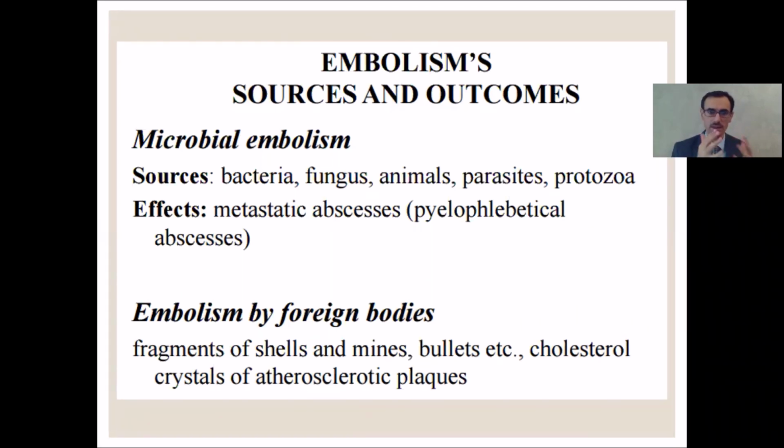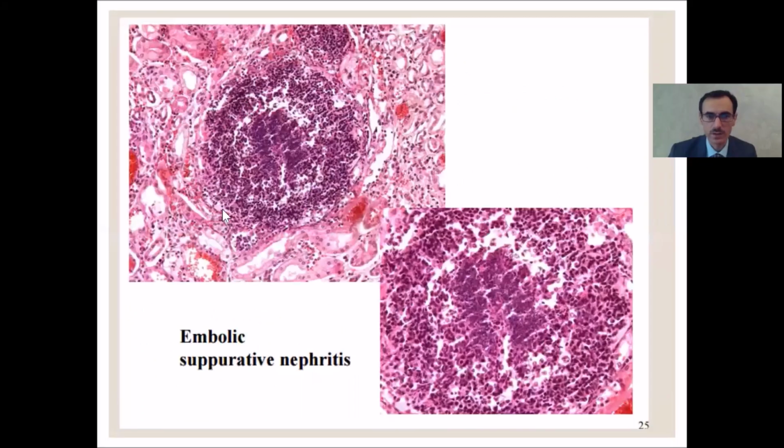Or microbial embolism: some bacteria, fungi, parasites, protozoa can flow by the blood and result in microbial embolism, during sepsis for example. Or embolism by foreign bodies, the fragments of shells and mines, bullets, or the cholesterol crystals of atherosclerotic plaques. Here we see microbial embolism. This is suppurative or purulent nephritis. In the biopsy from the kidney, we see the accumulation of microbes, microorganisms. Here in high power we see it.